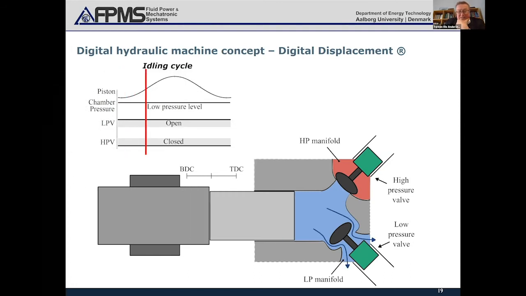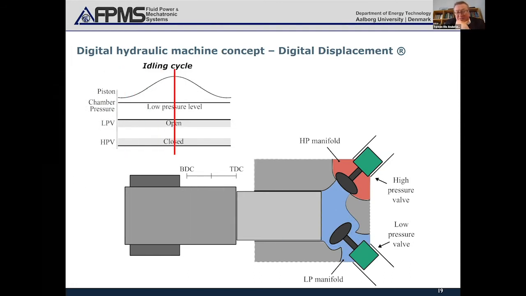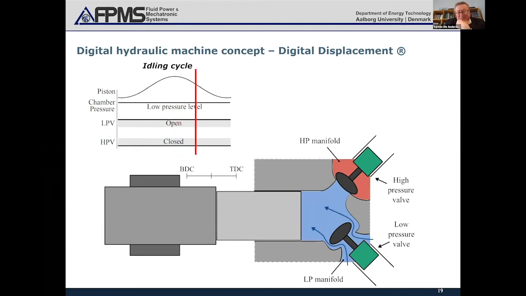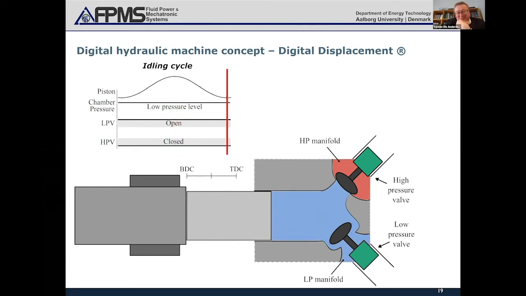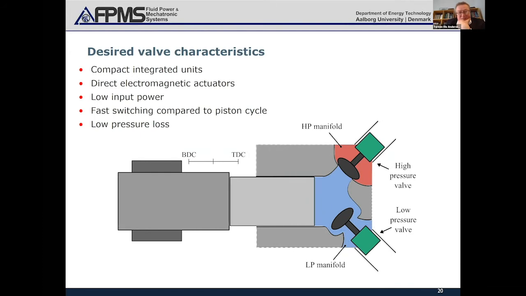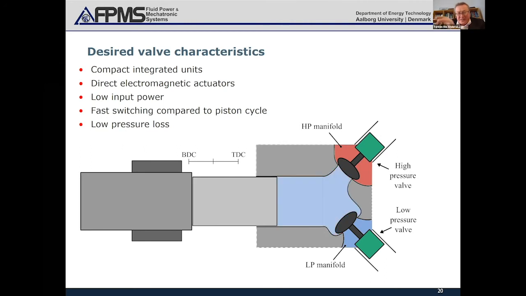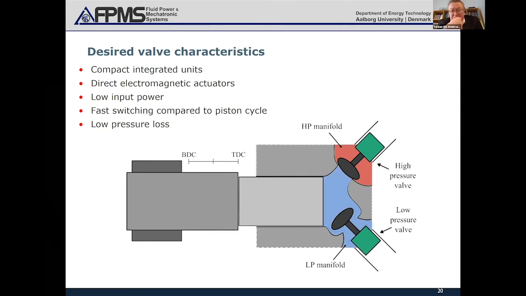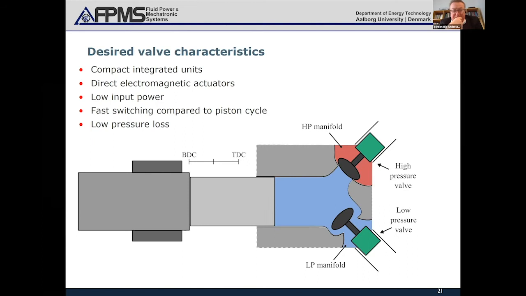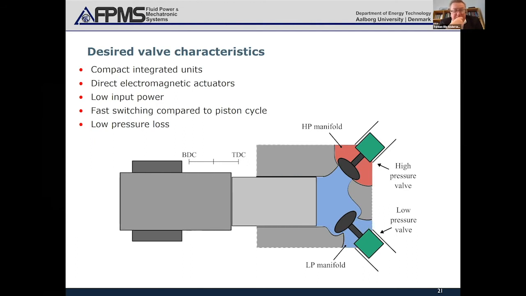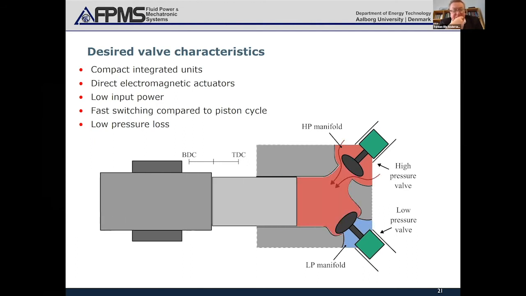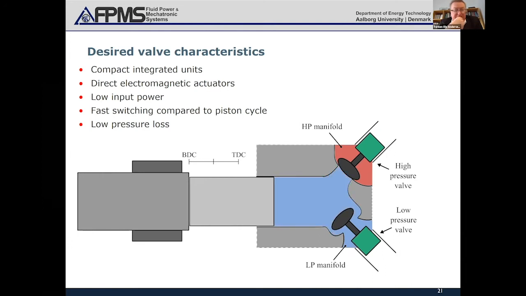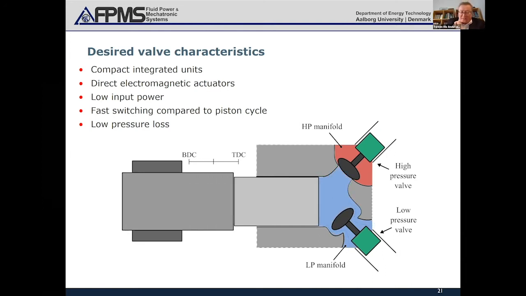The idling cycle, of course, is when you don't use a piston. If you have many pistons and want a certain amount of flow, you might not use every one of these. Then of course you just have an open valve to tank all the time. But what are the desired valve characteristics? Because the valve, to open these valves, will be a kind of actuator. It should be compact, low input power, fast switching compared to the piston cycle, and low pressure drops. That's the main idea.